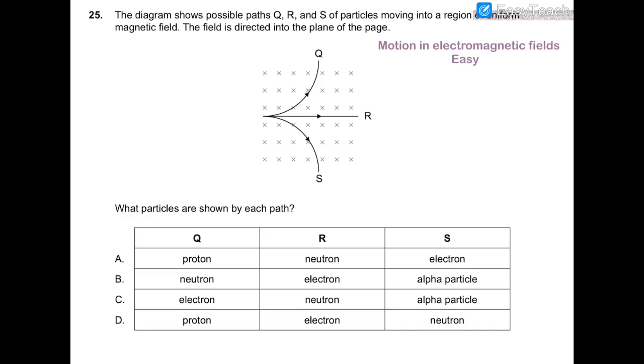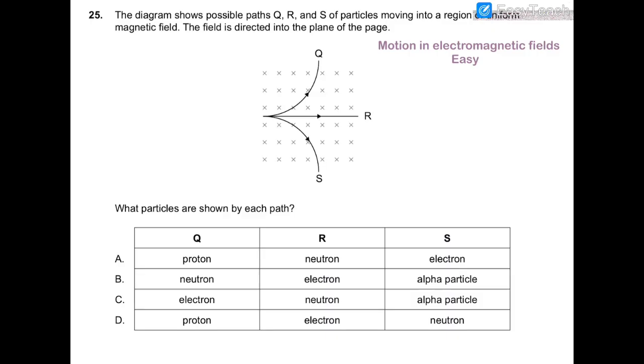In this question, question number 25, this diagram shows the possible paths Q, R, and S of the particles that are moving in the region of uniform magnetic field. The magnetic field is directed inside the plane of this screen. So we have to choose the correct option regarding these particles.